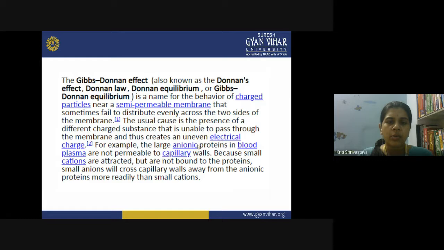So, due to the negative charge already present on the inside of the capillary wall, now the anions will move across the capillary wall more rapidly as compared to small cations. And why will this happen? Because these small cations are attracted to the negative charge of the protein, so they will not move as readily as compared to the negatively charged small anions. And the small anions will cross rapidly. So this will create an uneven distribution of small cations and small anions across the capillary wall, and this is what the Donnan equilibrium is.